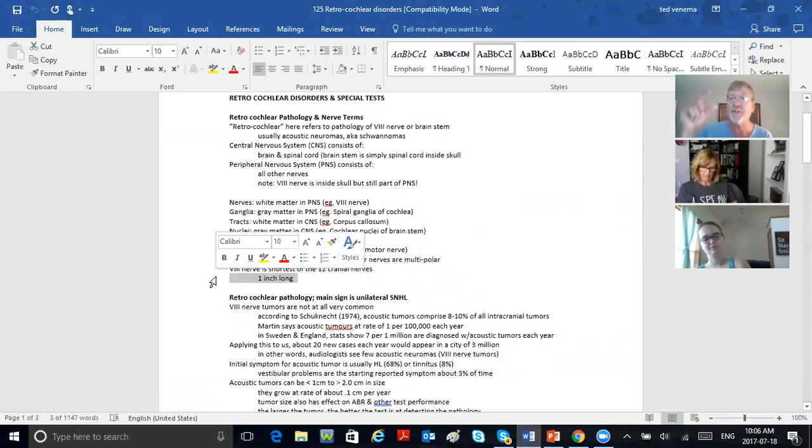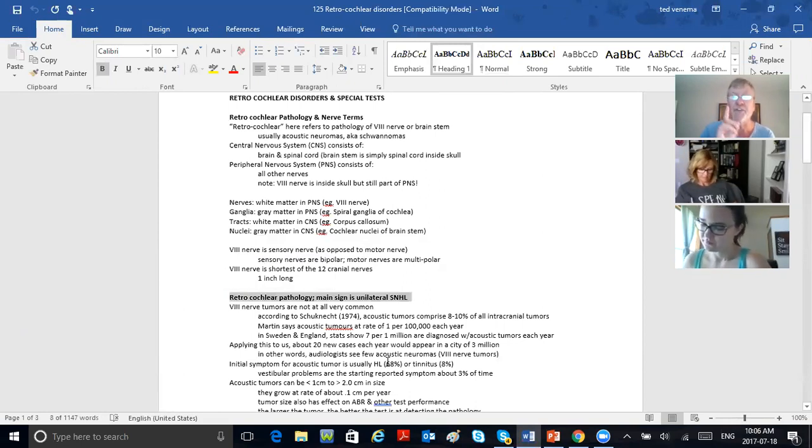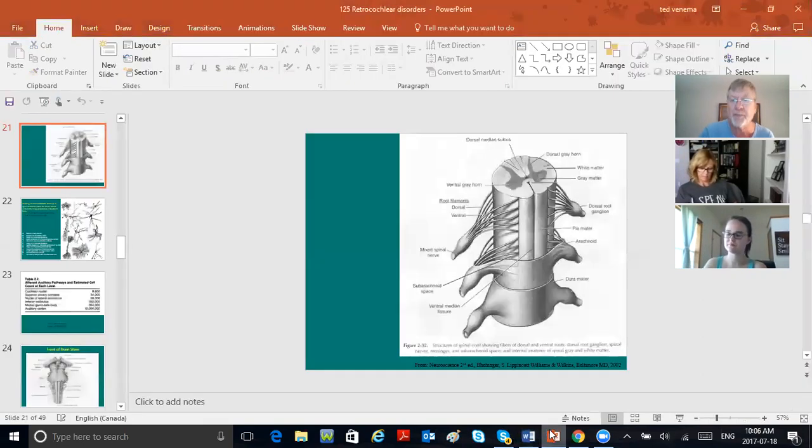Guess how long your brainstem is? 1 inch. We're talking small, everything's small. How thick is your brainstem? About like your pinky. Cut it and you're dead. Everything goes there. Retrocochlear pathology. Main sign is unilateral sensory neural loss. Let's look at the pictures.